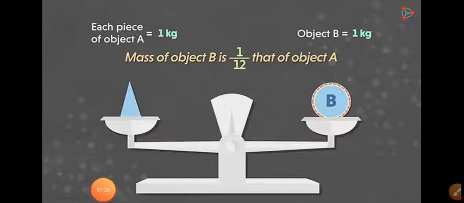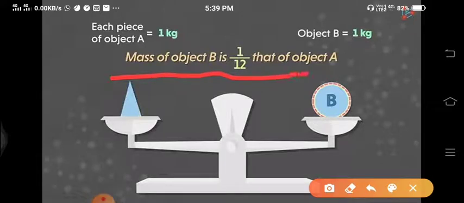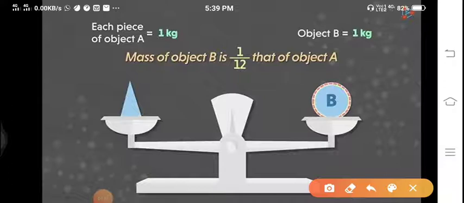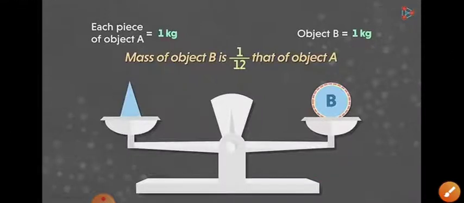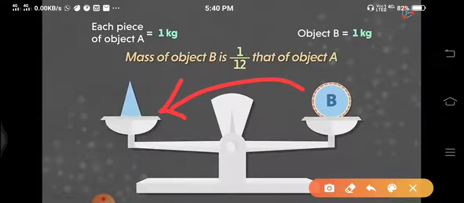So here we can say that the mass of object B is 1/12 that of object A, as we have seen in this experiment. Here we don't know the mass of object B, but with the comparison of object A, we have taken a small piece from that and we compare with B. Now both are equal. Hence B is related to object A. Here it is a piece of object A. So we can say that it is the relative mass of object B.